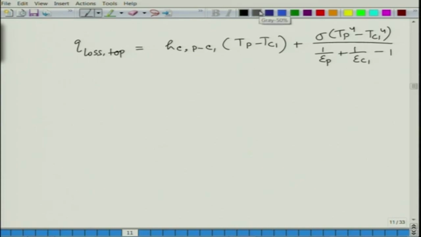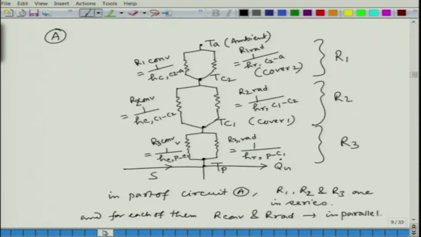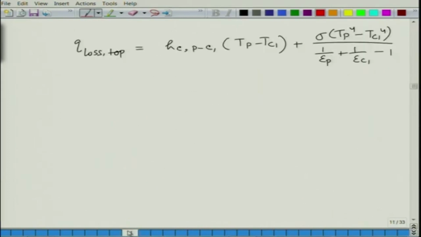So, what we are showing here, let me show you here first. We are showing that the same heat transfer rate, let me draw it here, the same heat is carried through each part of the node. Everywhere this is Q loss top, and this is Q loss top, right. It is like the current, and that does not change in a series circuit.